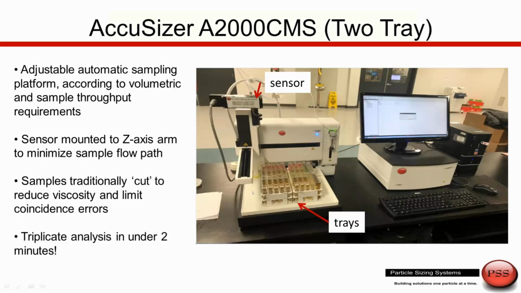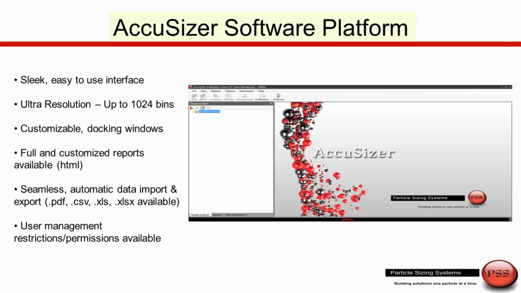The software platform that runs this system is our new Accuscizer software, which was just introduced in the past year. It's a very improved, sleek, efficient system with up to 1,024 size channels, which is probably overkill for most contamination measurements. But it's very easy to use software. You can dock the maintenance or other parts of it, so you can operate just the portion of the software that is important to you for the task at hand. It's very nice for both importing and exporting data.